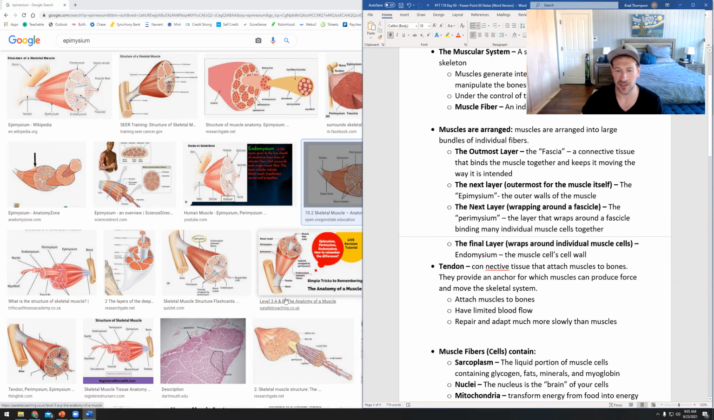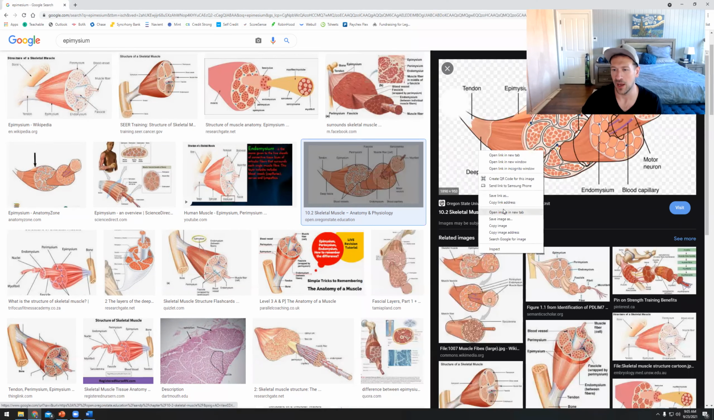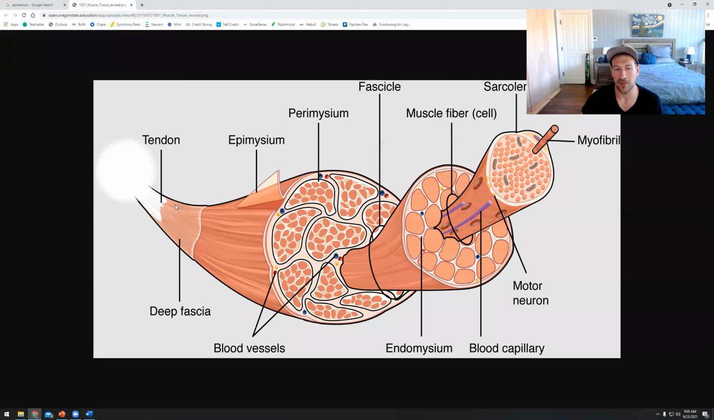So all of that is going to end and it's all going to come together. And before it inserts onto a bone, it is going to become a tendon at the very end. So yesterday we were talking about ligaments as connective tissue, right? It's connective tissue that connects bones to other bones. Well, tendons are the same thing. They attach muscles to bone. They are also connective tissue. They just work a little bit differently.